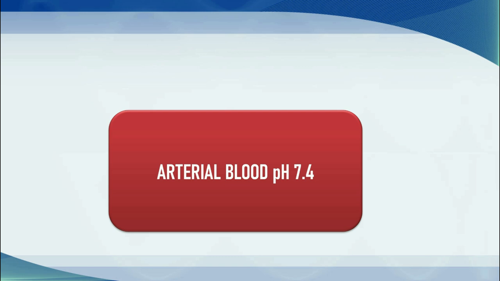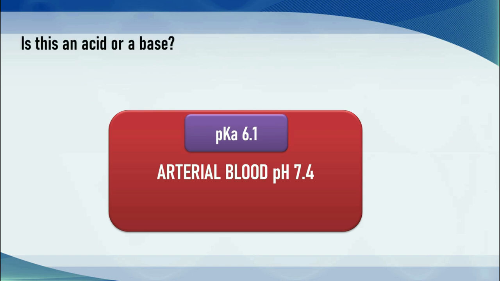In this situation, we have a sample of arterial blood, and into that we are going to insert a compound that has a pKa of 6.1. Is this an acid or a base? If the pKa of a compound is below the prevailing pH, that's usually based on water, which is a pH of 7, but blood has a pH of 7.4, then it must be an acid.